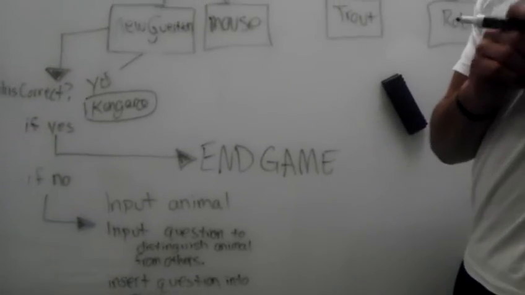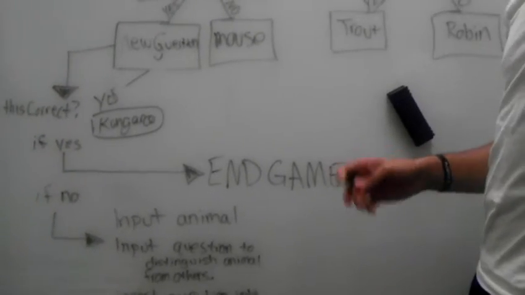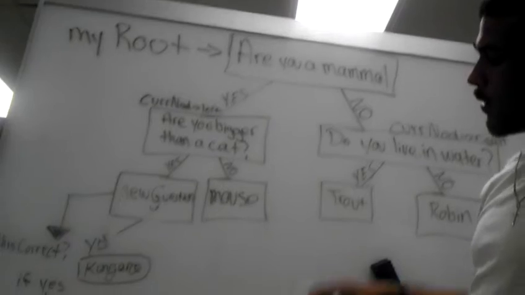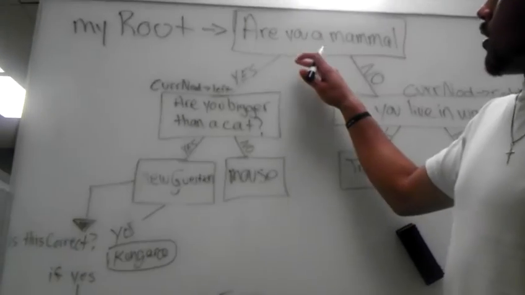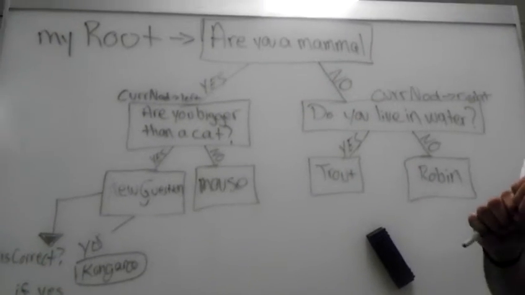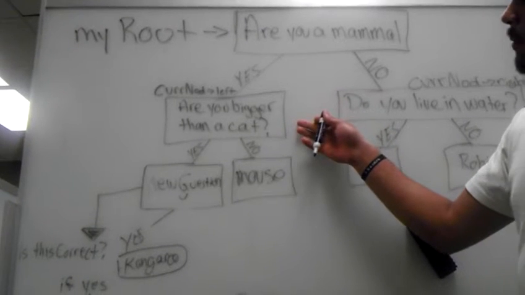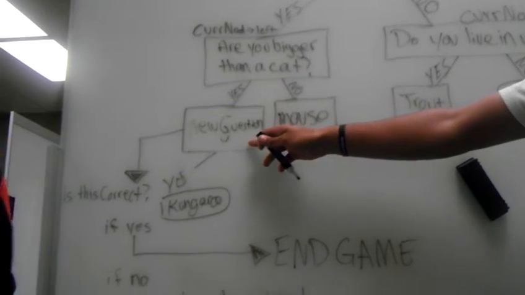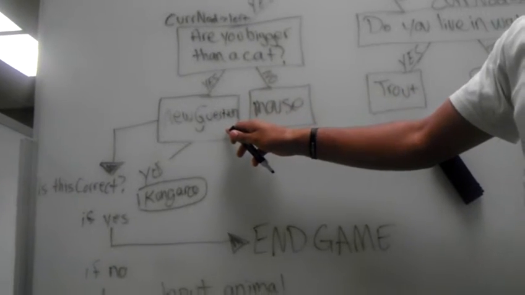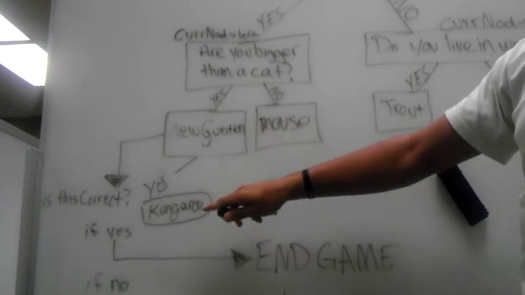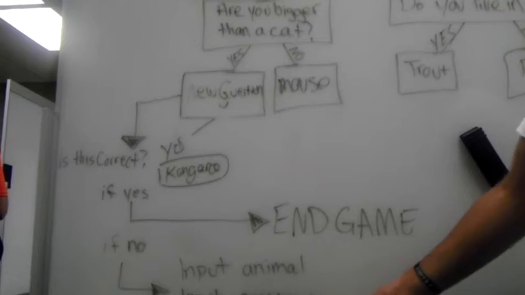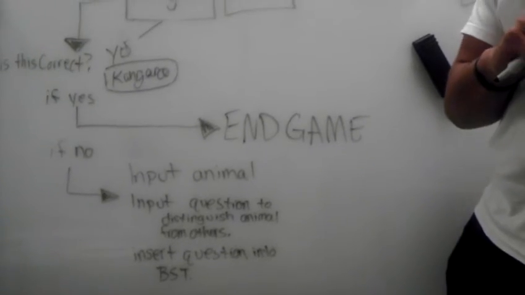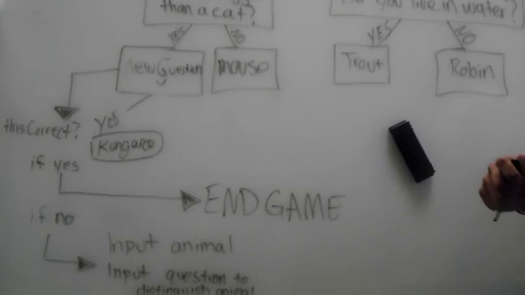Then you would ask the user if they would like to start over, and if they say yes, you would start the whole thing over, read it all in from the file, and then start back with your root, which is the question about mammal. If it's yes, you go there. If it's yes to that question too, you go to the user's question. And if it's yes to the user's question, you know it would be the user's answer, which was whatever the user's animal was. And that is my program.